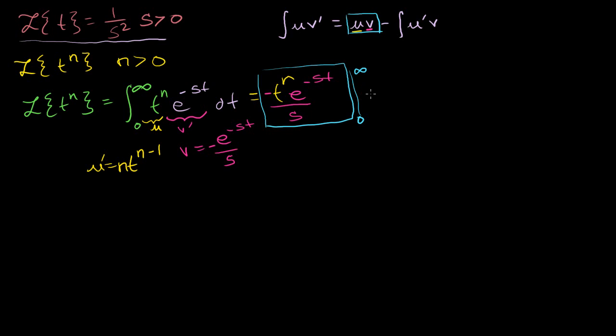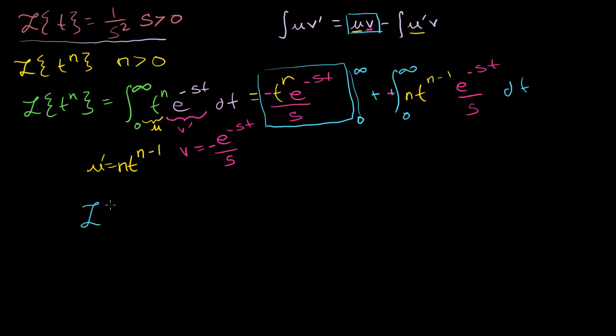And then from that, we're going to have to subtract the integral. And let me not forget our boundaries. 0 to infinity of u prime. U prime is n times t to the n minus 1. That's our u prime. Times v. Times minus e to the minus st over s. And then all of that, of course, we have our dt. And you have a minus minus. These things become pluses. And let's see if we can simplify this a little bit.